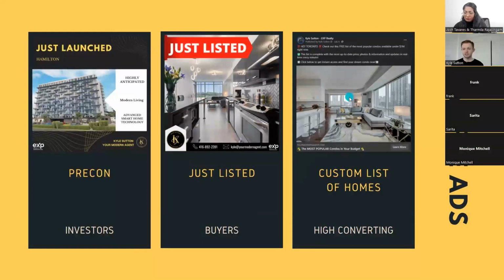The right-hand side is the one I just talked about, which was the custom list of homes under a certain price point. This one was actually about condos under $1 million in the downtown area here in Toronto, which is a pretty good price for these different condos. I ran a bunch of different ones. You can run different price points. These work incredibly well, but again, you need to have a proper website so you're not sending the leads to your brokerage, or just sending them to realtor.com.